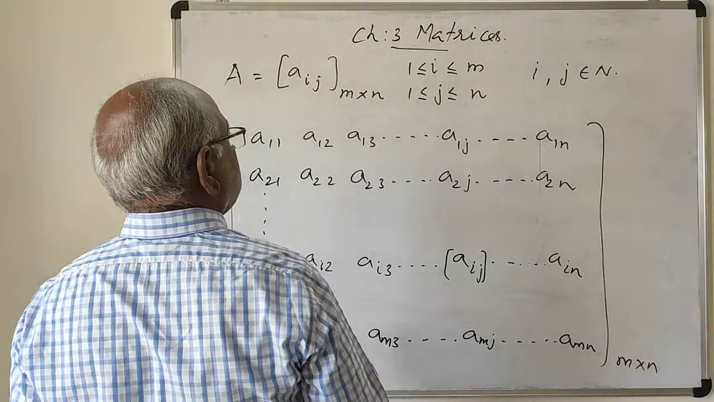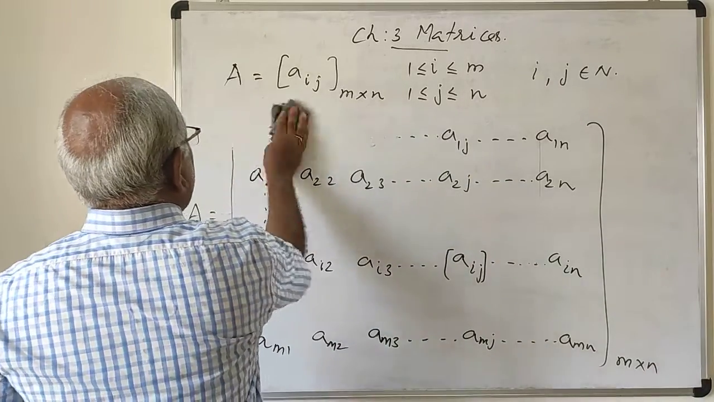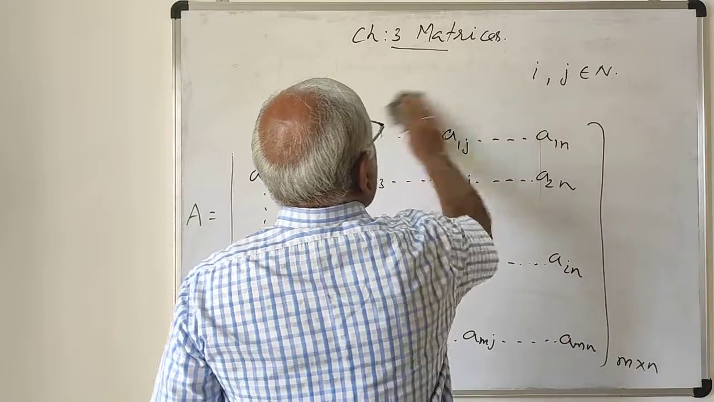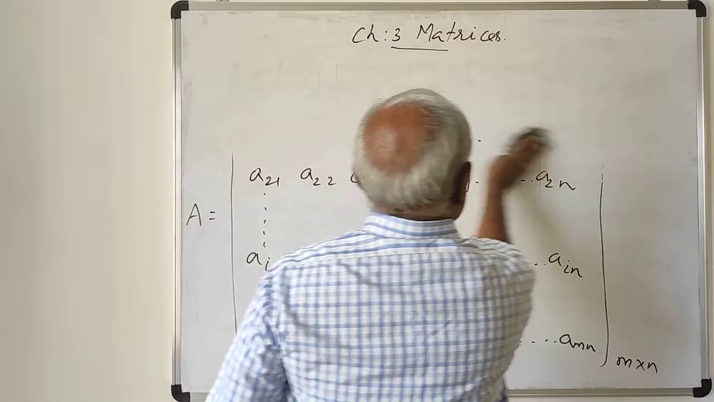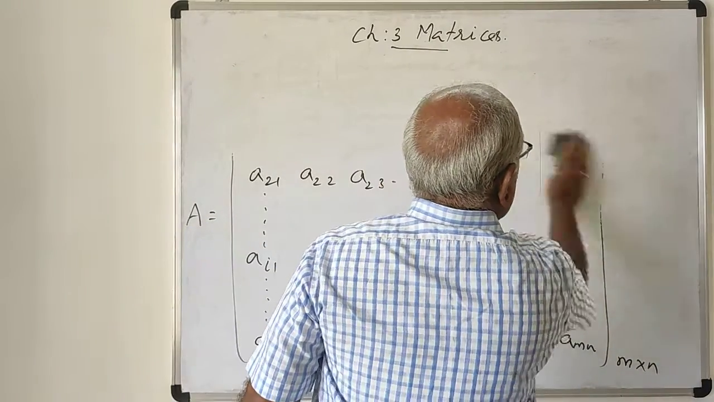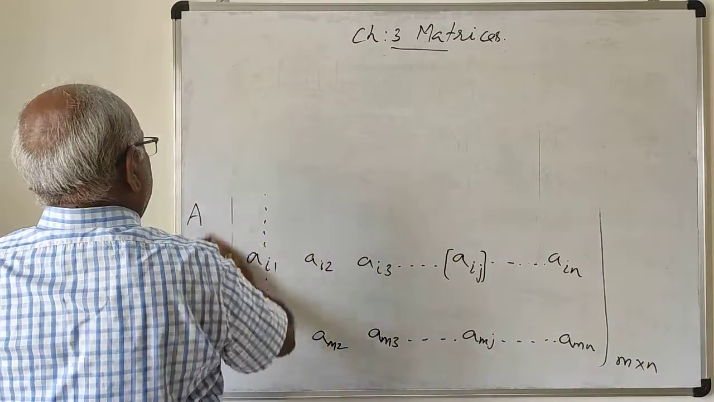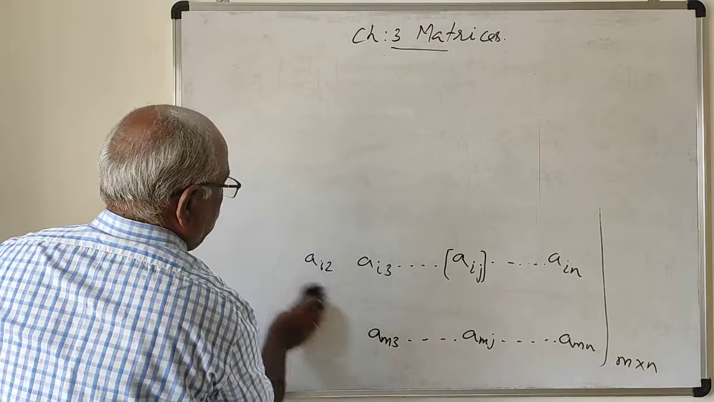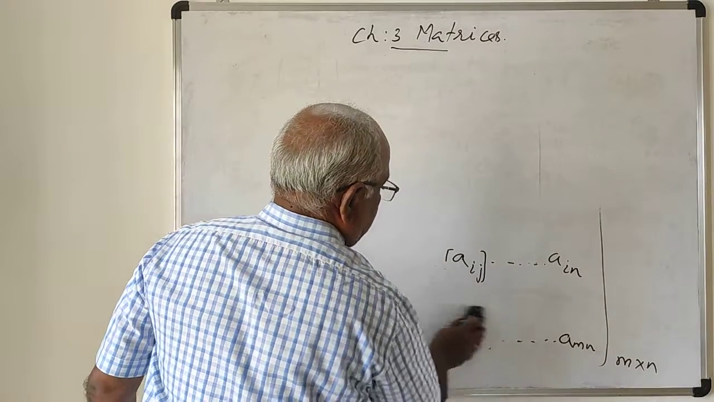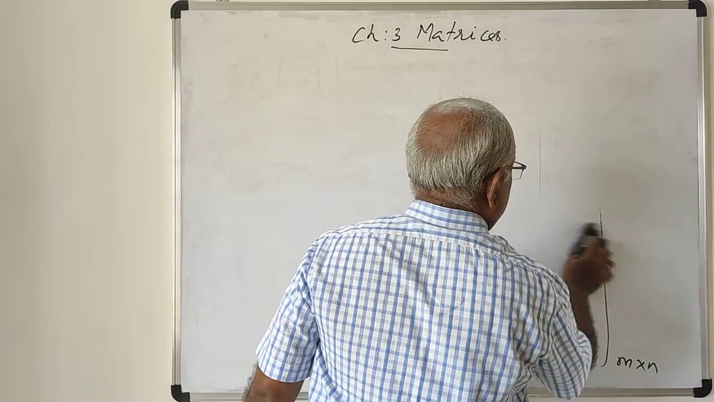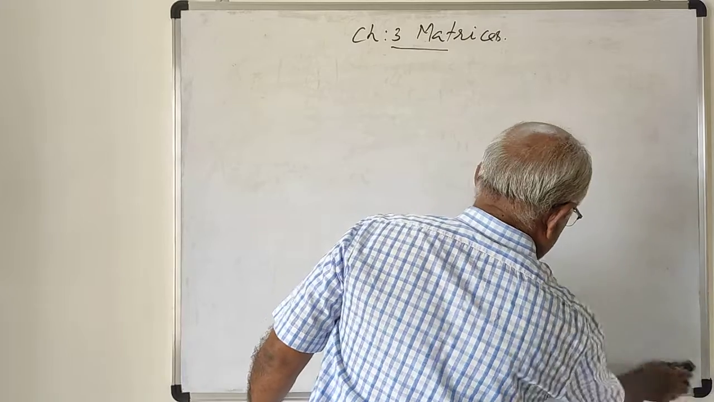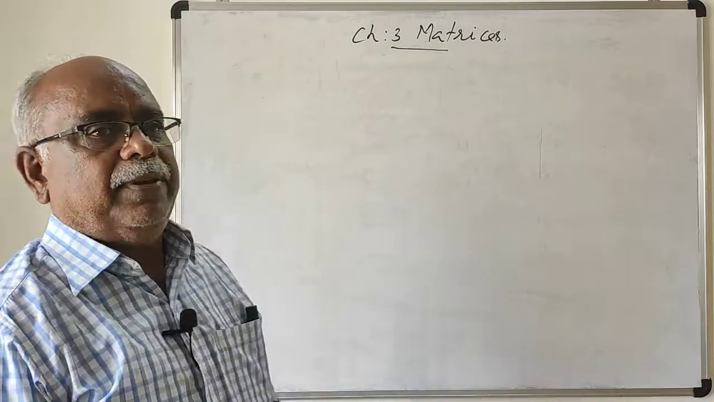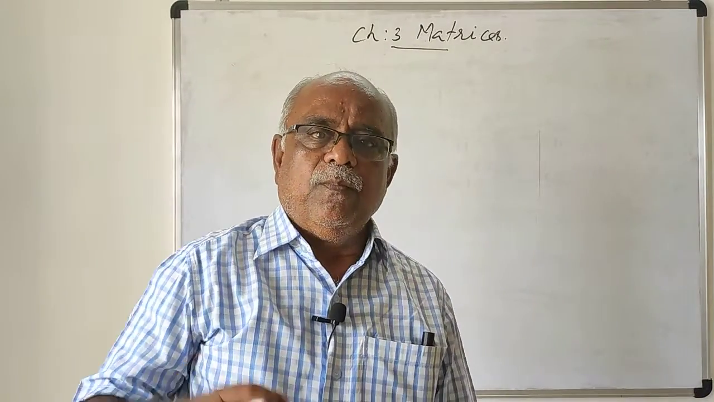Now, we will see what the order of a matrix is. I already told you the order of a matrix means the number of rows the matrix contains and the number of columns it contains, and it is denoted by m by n. Suppose the matrix of order m by n is the matrix consisting of m rows and n columns.